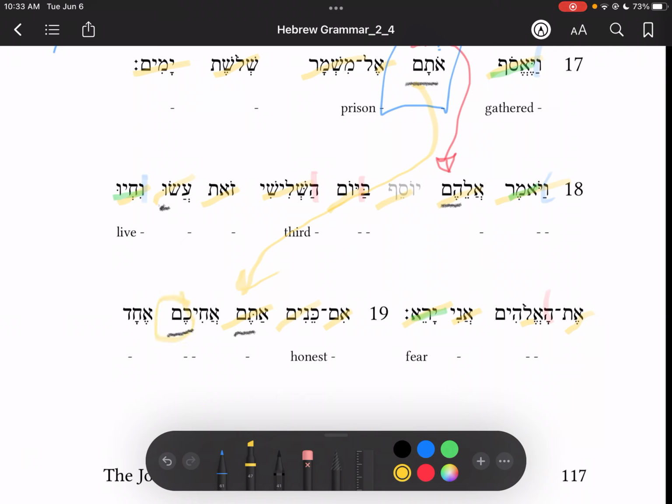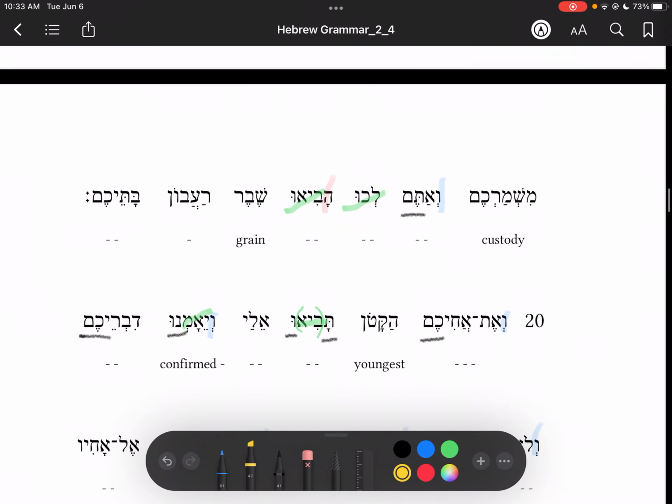Achichem. Chem is another ending of our pronoun markers. Echad. Mishmarchem. Again, this should actually be underlined in black because that's a pronoun ending. So mishmarchem, ve'atem lechu, havi'u shever ra'avon. I'm sorry, I'm not highlighting as I read through this. Apologies. Ra'avon batechem. And again, this should also be underlined here because that is a pronoun ending.